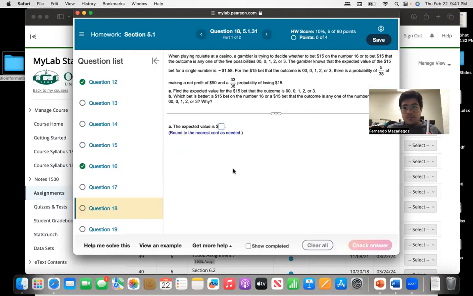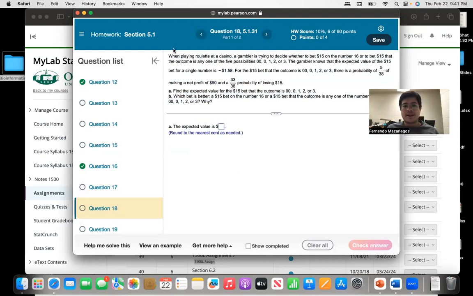And lastly, I want to show you question 18. This is simple in the sense that we are just going to use one formula, the formula for the expected value. But there's a lot of information. So let's try to make sense of all of this information.